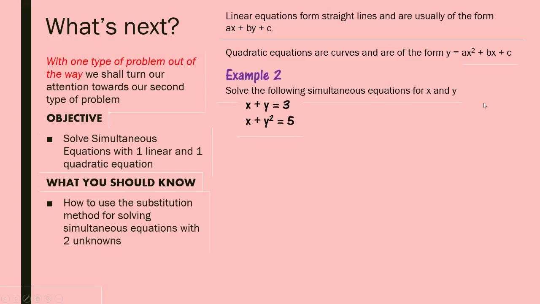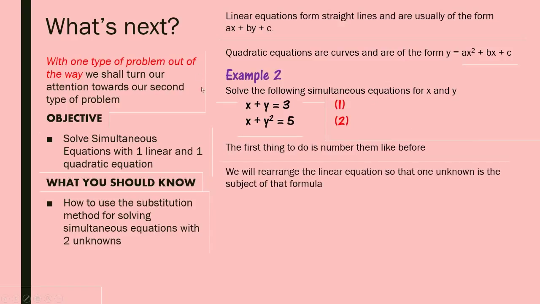So we're going to solve the simultaneous equations for x and y. So we're looking for the values for x and y that satisfy x plus 3 equals 5 and x plus y squared equals 5. The first thing we're going to do is number them 1 and 2, just like we did before. Now, we're going to take the linear equation, because it's the simpler one, and rearrange it so that one of the unknowns is the subject of the formula.